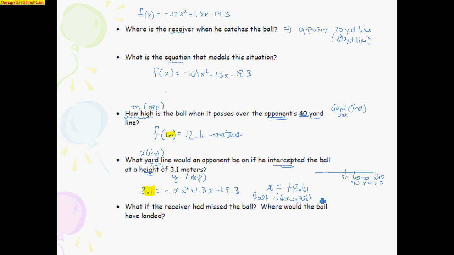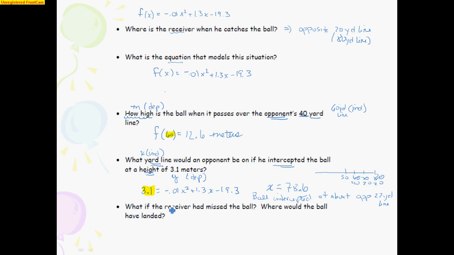Then you can say here, ball would be intercepted at about the opponent's 22-yard line. Okay, that's all I need, is about, right? And that should make sense looking at your graph.